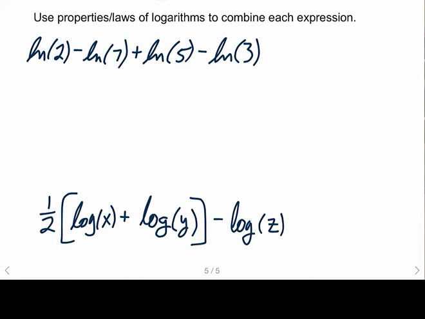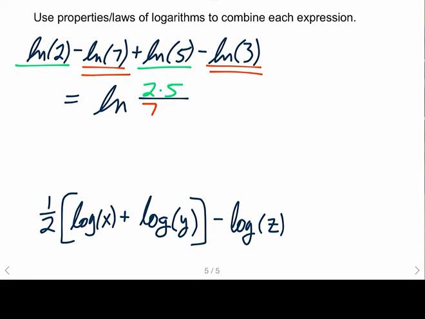Next, we're asked to perform that process in reverse. Use properties or laws of logarithms to combine logarithmic expressions. And first we have the natural log of 2 minus the natural log of 7 plus the natural log of 5 minus the natural log of 3. Here's the deal. Terms that are positive are going to end up in a numerator. Terms that are negative are going to end up in a denominator. And so this is going to become the natural log of 2 times 5 in a numerator divided by 7 times 3 in the denominator. And so ultimately this is the natural log of 10 divided by 21.